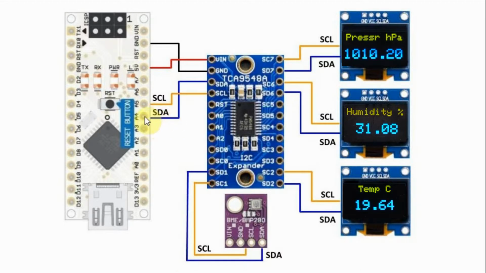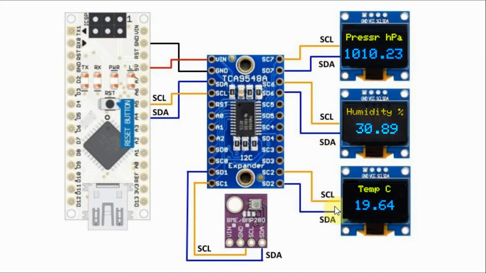From the Arduino, the serial data is connected to the serial data input of the multiplexer, and the serial clock is connected to the input serial clock. The BME280 sensor is connected to the multiplexer through channel 1. And we have three OLED displays connected to the multiplexer.